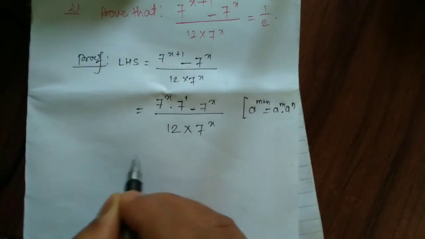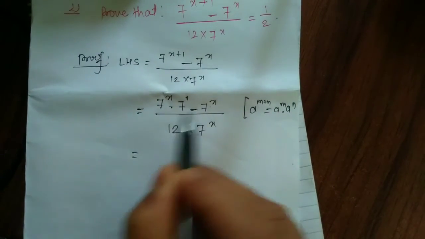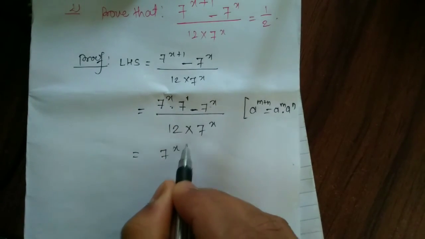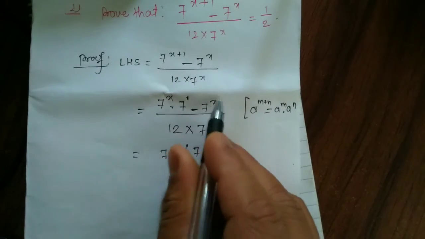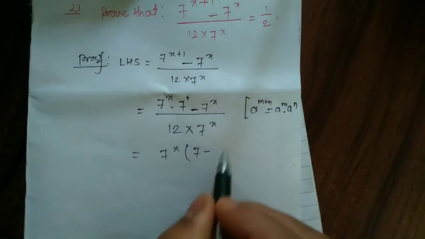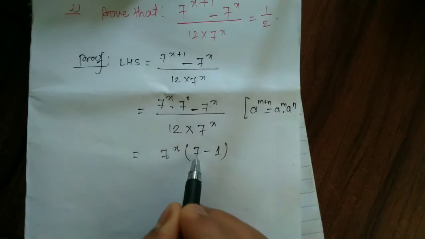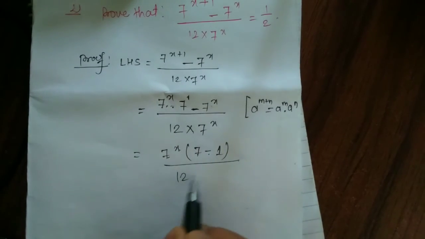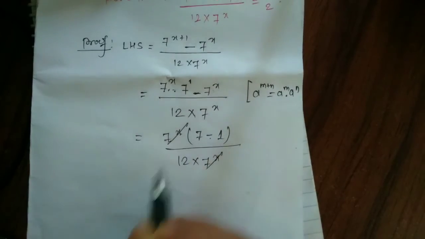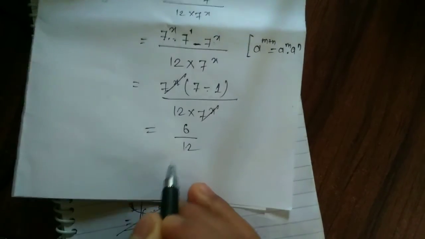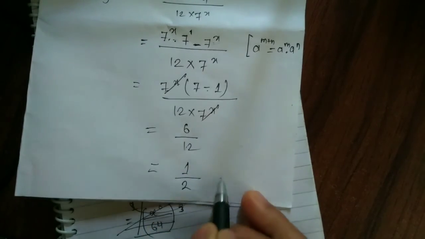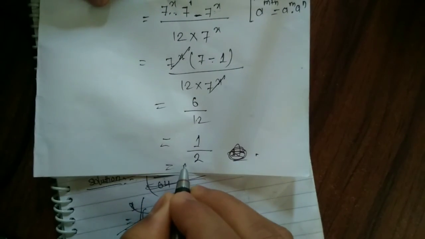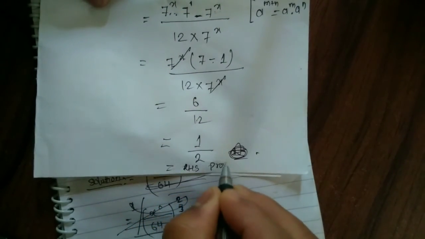Which is equal to, let us take the common term from these two terms. 7 to the power x is the common term, so we take 7 to the power x common, and remaining is 7 minus 1. 7 to the power x into 7 is 7 to the power x into 7, minus 7 to the power x into 1, whole divided by 12 into 7 to the power x. We can cancel this one, which is equal to 6 by 12 remaining, which is equal to 1 by 2. This is what we have to prove, which is equal to RHS, hence proved.